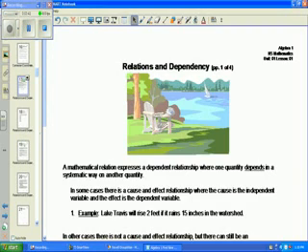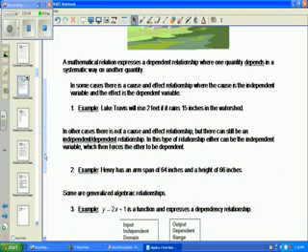Now, relations and dependency. We learned that a relation is just a set of ordered pairs. They're just X and Y. That's all they are. A mathematical relation expresses a dependent relationship where one quantity depends in a systematic way on another quantity. Just like we talked about how many hours of sleep you get depends on when you go to bed, or when you go to bed depends on the hours of sleep.